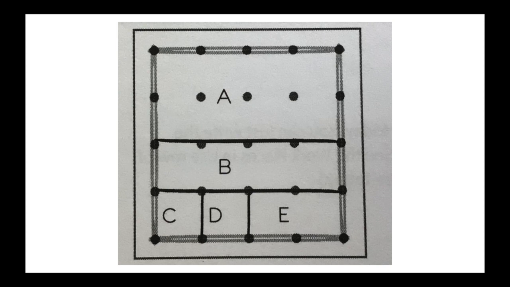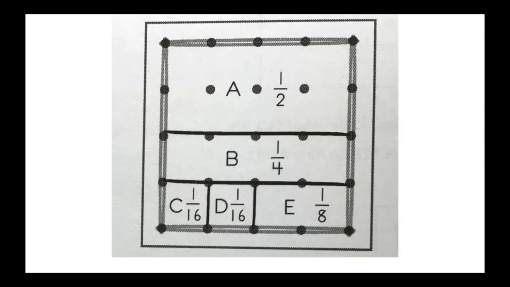Now, can you try to figure out the fractional shape for C and D? Please pause the video while you try to figure that out. All right, and welcome back. And here, let's take a look at the answers. So as you can see, A represents 1/2 of the overall shape, B represents 1/4, E represents 1/8, C represents 1/16, and D represents 1/16.